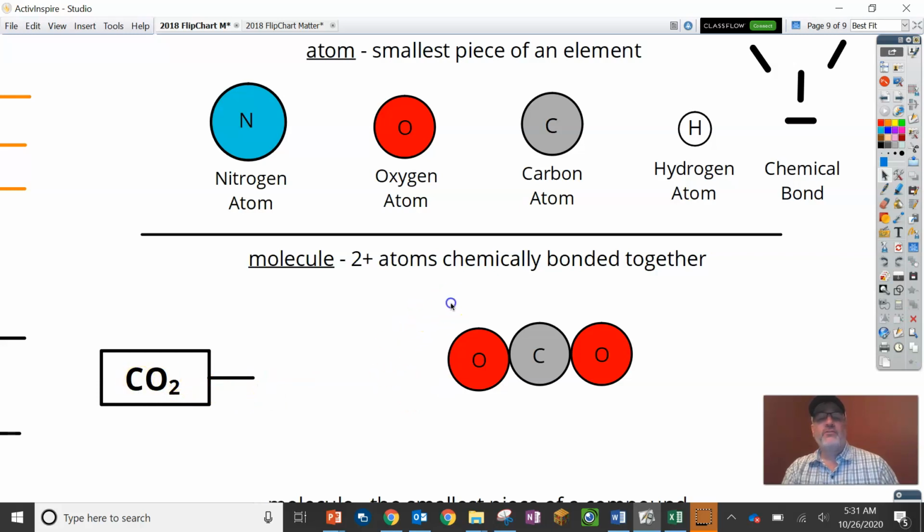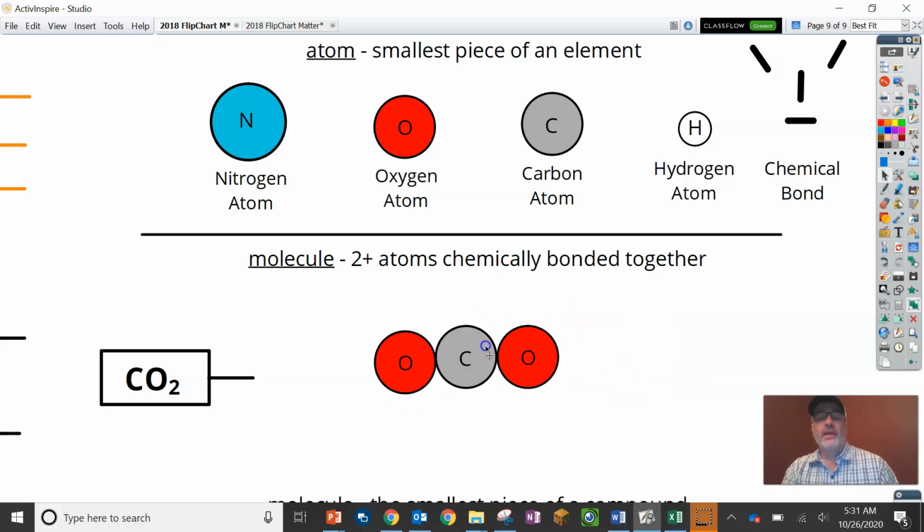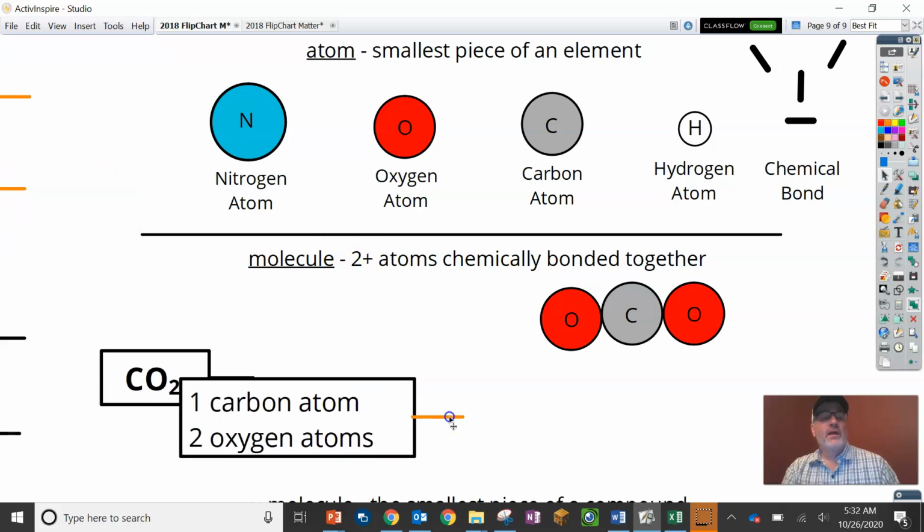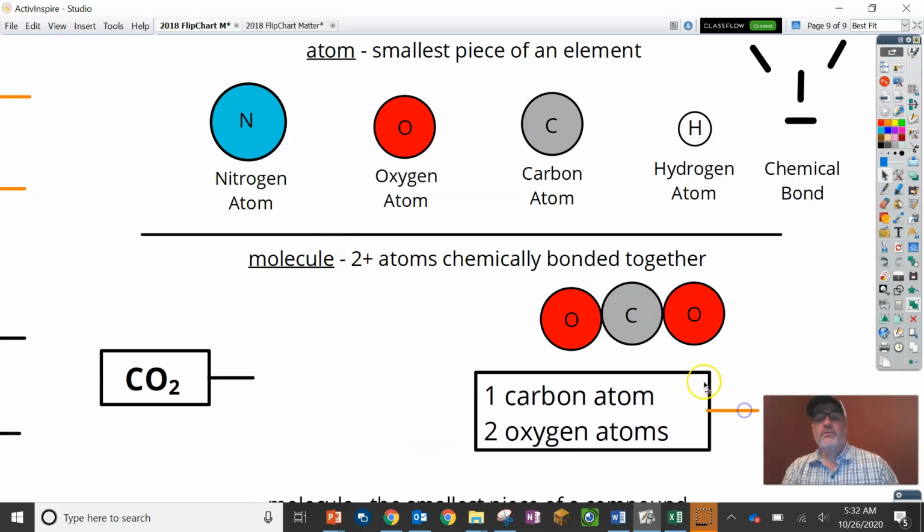So here we have CO2 that has been chemically bonded together. So we now have a new particle. We're going to treat this as one thing. And CO2 is made out of one carbon atom. So notice there's no number here. That means that there's one, since there's just a C, one carbon atom and two oxygen atoms. So O2, 1, 2. And here we have one molecule of carbon dioxide, whose chemical formula is CO2. All right, let's build one more.